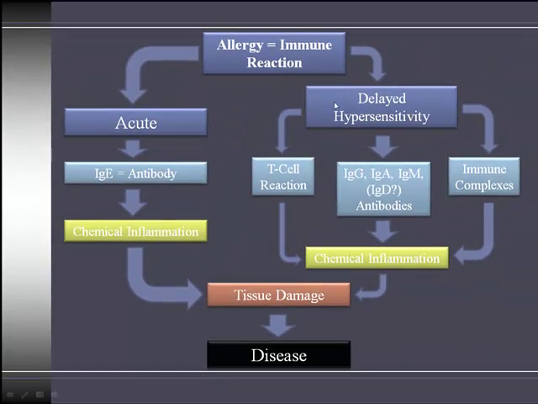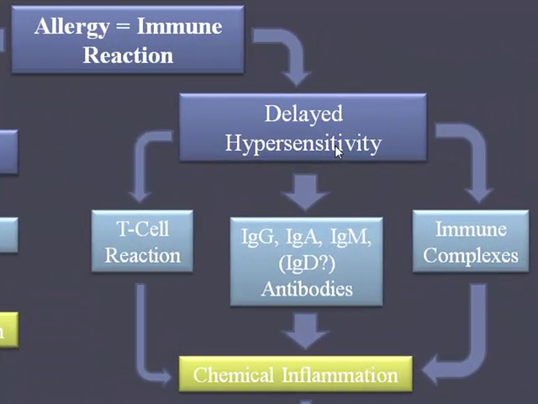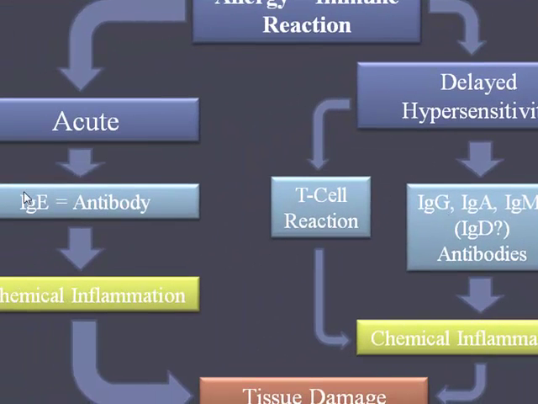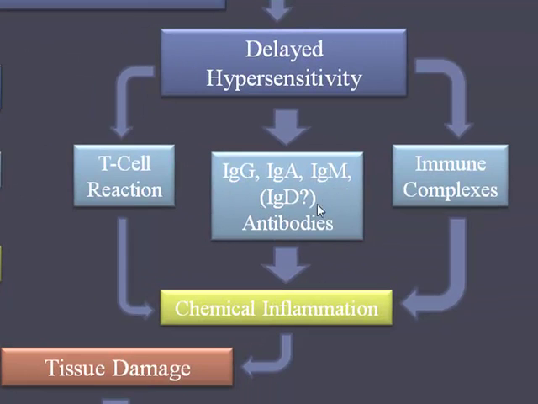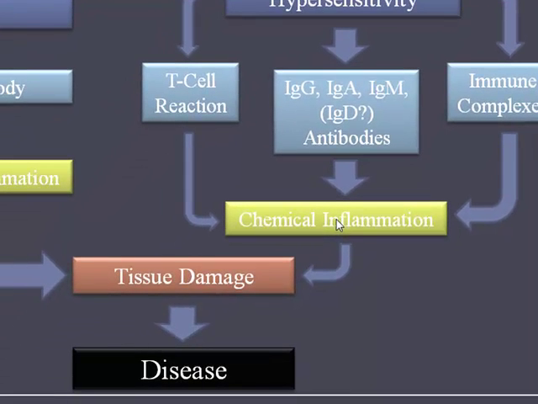Now, if we go back over here to the delayed hypersensitivity reaction, you can see there are three different ways that we react. One way is that we have this type of cell called a T cell that reacts. Another way is that we produce these other types of antibodies. Just like IgE, we can also make IgG, IgA, and IgM. It's speculative whether or not IgD is part of this process, so we'll put a question mark here. But then we also form what are called immune complexes. And ultimately, all three of these reactions tend to lead to chemical inflammation.